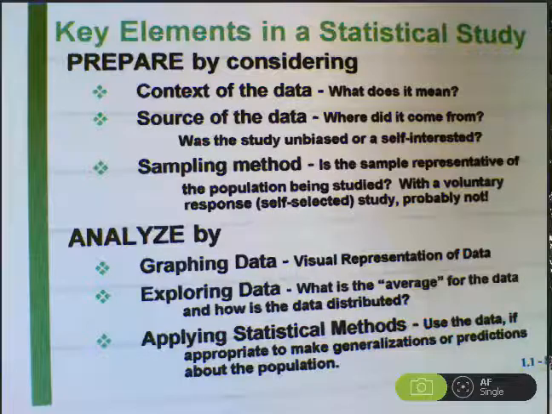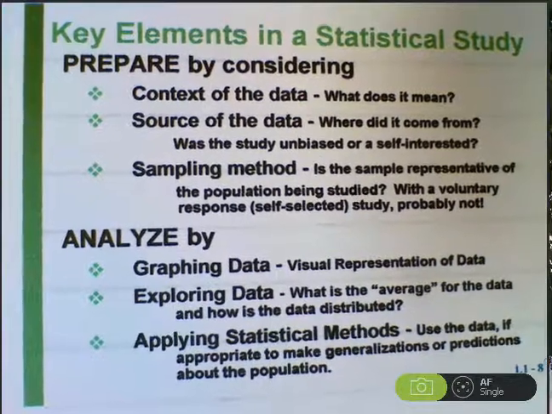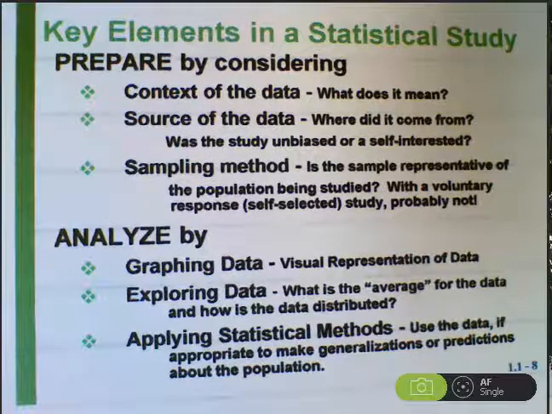You need to prepare for the statistical study by considering the context of the data. Context means, what is this data? I have a bunch of numbers. Are they freshman GPAs or are they basketball jersey numbers? The source of the data, where did it come from? Was the study unbiased or self-interested? Is there someone who stands to profit from this study based on the results? For example, a study that proves chocolate is good for your heart. If that study is paid for by the Hershey's company, then maybe it's biased. Maybe it's a self-interest study and we should question the results of that study.